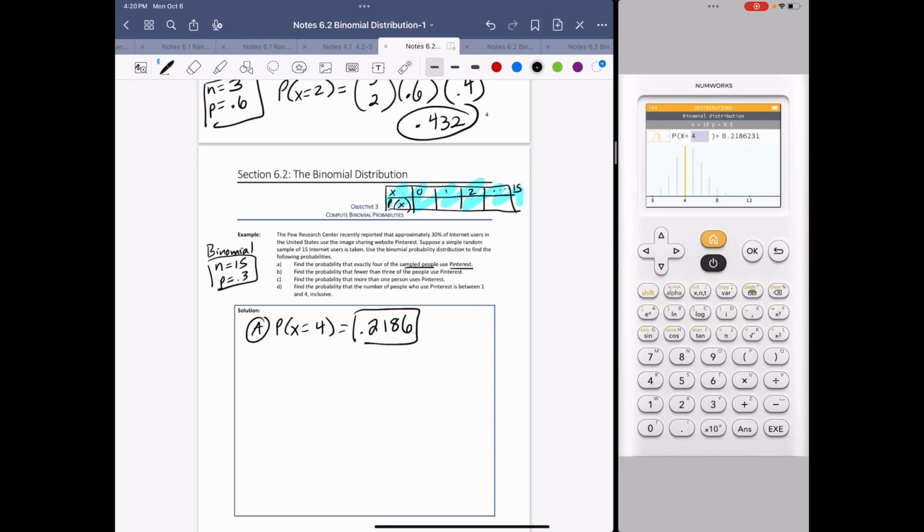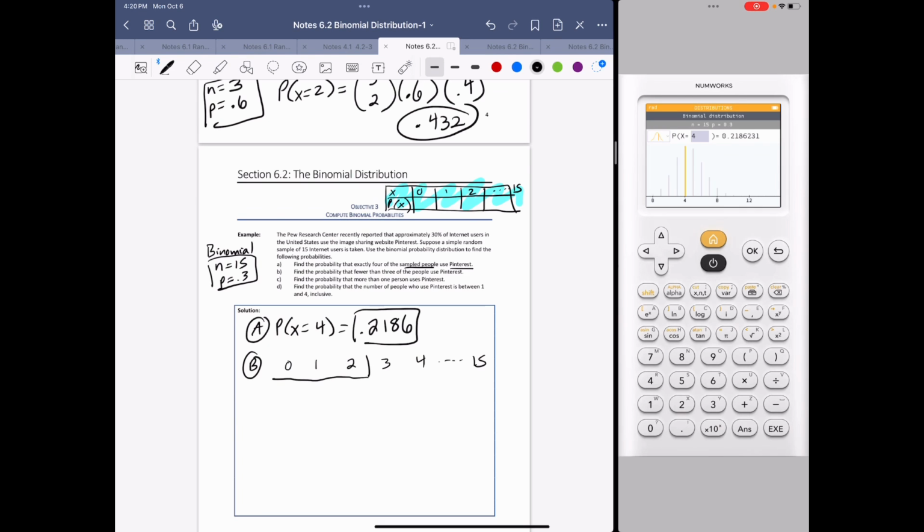All right, now I want you to look at the next one. Now here's how you have to think on the next one. It says, find the probability that fewer than 3 of the people use Pinterest. Now here's how I do this. I say, okay, 0, 1, 2, 3, 4. Here's part of my table. Now I want fewer than 3. So where would I start on my table? I would start at 2. And I would add 2 plus 1 plus 0.